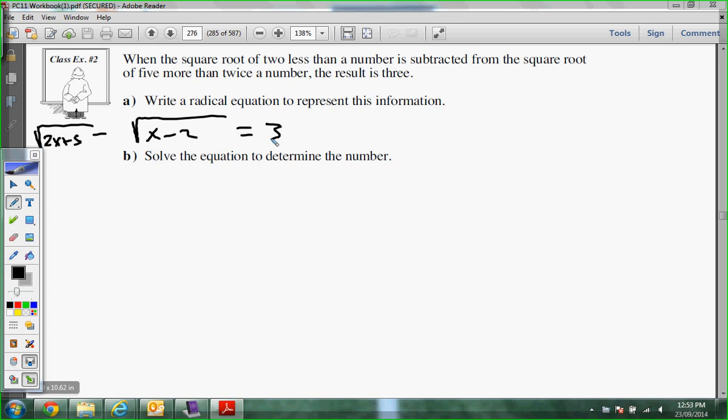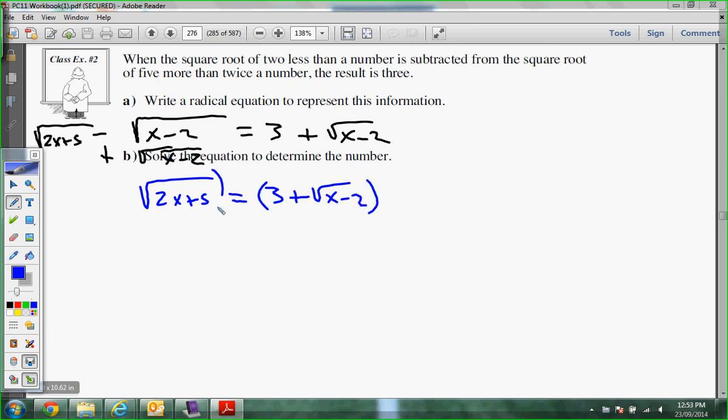Okay. So, let's see. Sam, what do we want to do first? Or what would you think? Yeah, probably I'd move this guy over here just to get rid of the negative and to get radicals on opposite sides so I could square both sides. So to start solving this, we're going to add radical x minus 2 to both sides. That gives me radical 2x plus 5 equals 3 plus root x minus 2. Now we're going to square both sides.